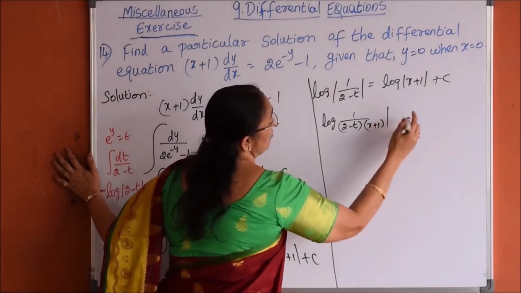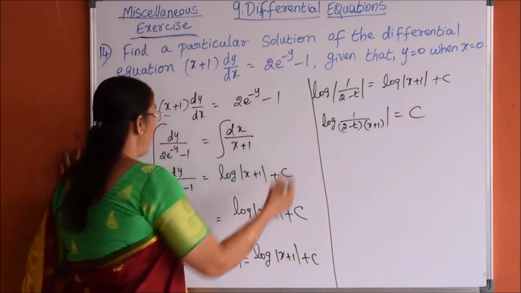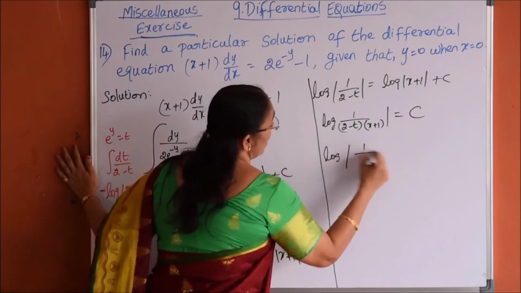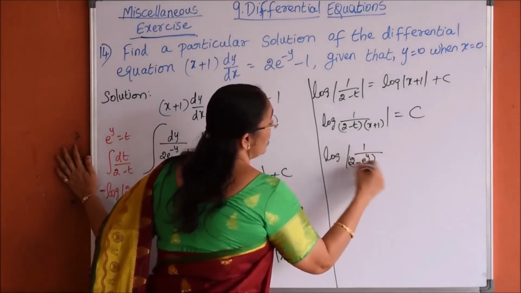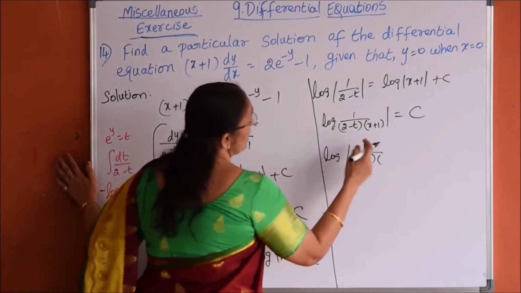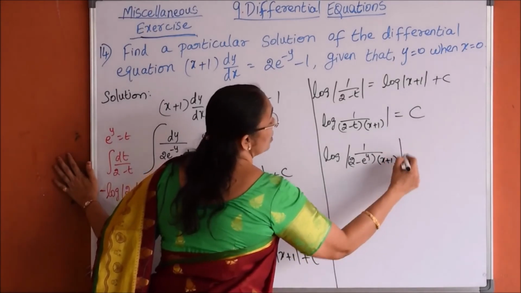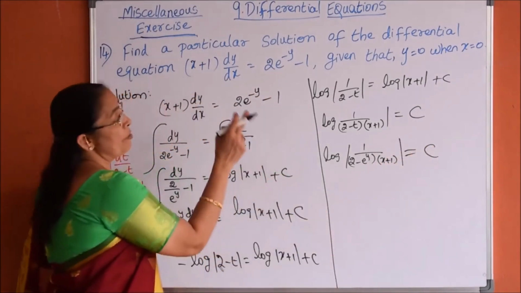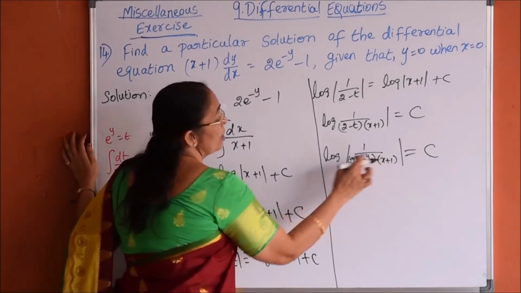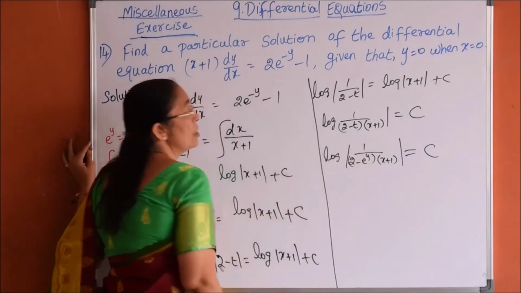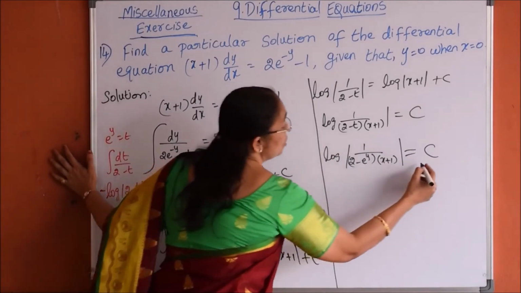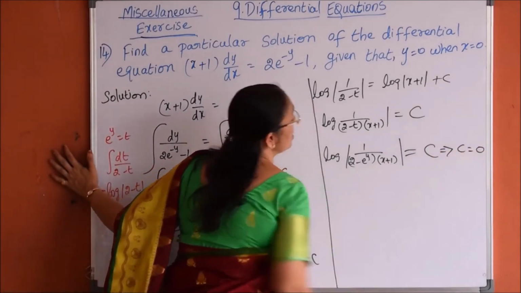Now let us substitute and find the c value. We will replace t with e power y. So log of 1 by (2 minus e power y) of (x plus 1) is equal to c. When y is equal to 0, x is 0. So when we substitute here, when x is 0, here 1, and y is 0 means e power 0 is 1. So 2 minus 1 is again 1, log 1 is 0. So this implies the c value is 0.